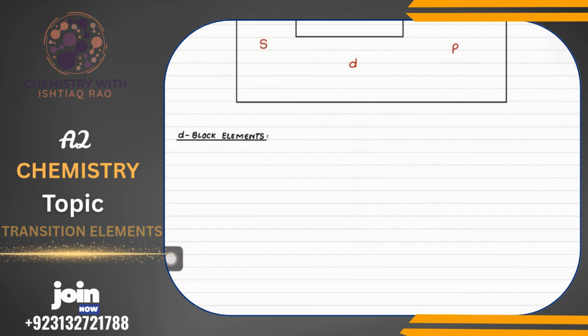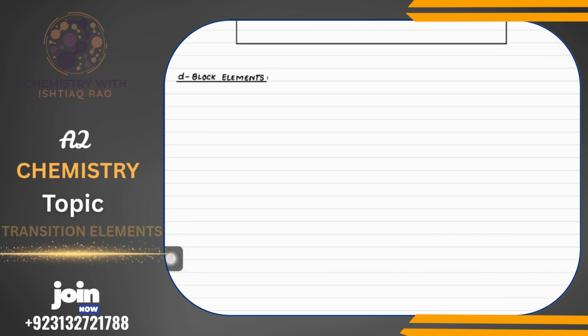In the syllabus, we are supposed to know the electronic configuration from proton number 21 to 30. This is called the 3D series, so we will be discussing only period 3. After calcium, we will be discussing scandium, titanium, vanadium, chromium, manganese, iron, cobalt, nickel, copper, zinc. First of all, let me tell you about the D block element, and basically we will be revising electronic configuration.